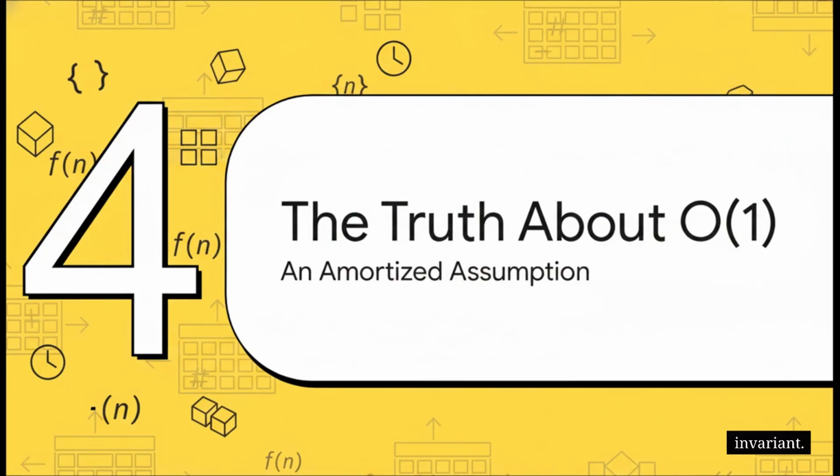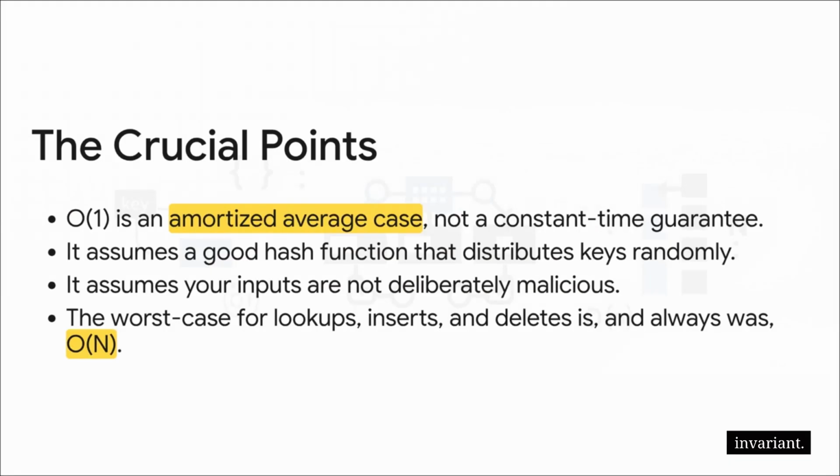So, let's pull this all together. What is the real, honest-to-goodness truth about O(1) when it comes to Python dictionaries? Well, here are the crucial takeaways. O(1) is an amortized average case. It is not and never has been a constant time guarantee. It relies on a few key assumptions: that your hash function is doing a good job spreading things out, and most importantly, that the data you're getting isn't actively malicious. The worst case for lookups, inserts, and deletes is and always was O(n). Now, for 99.9% of what we do, dictionaries are going to be blazingly fast. But as engineers, it's our job to know about and plan for that other 0.1%.